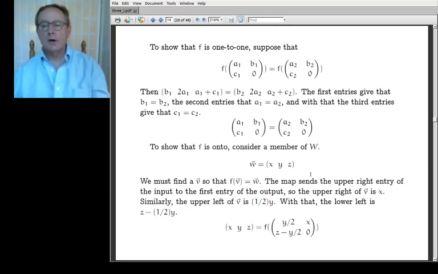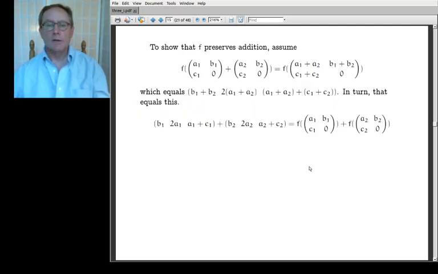It helps, again, to do this with numbers, but in the end, what you actually have to do is take out the numbers and put in letters. Preserves addition, same thing as the previous one, except it's somewhat more complicated with the a's and b's. You have to say f of first thing plus second thing. And you got to end with f of first thing plus f of second thing. This one I think is actually a little easier than onto. Onto is often the stumbling block.